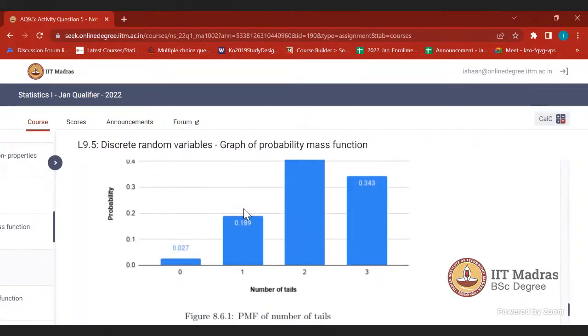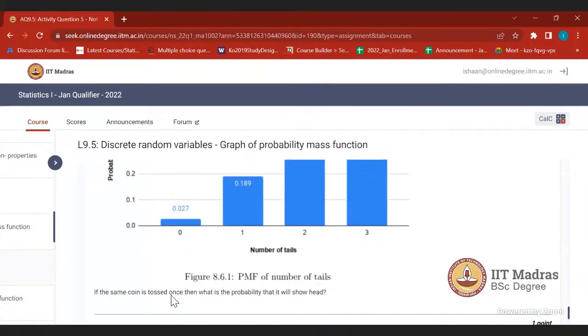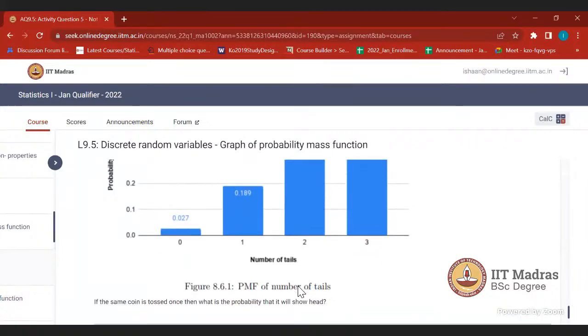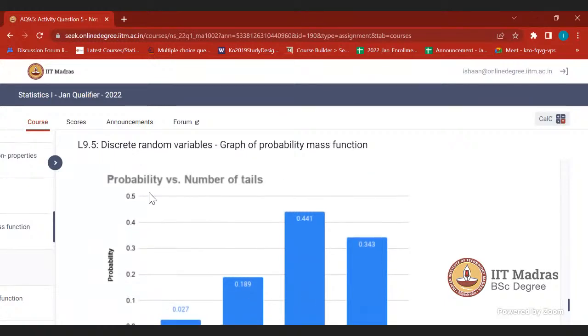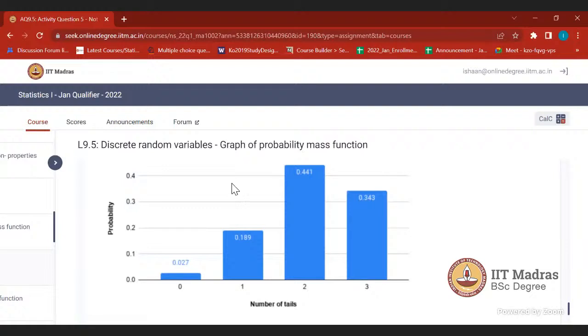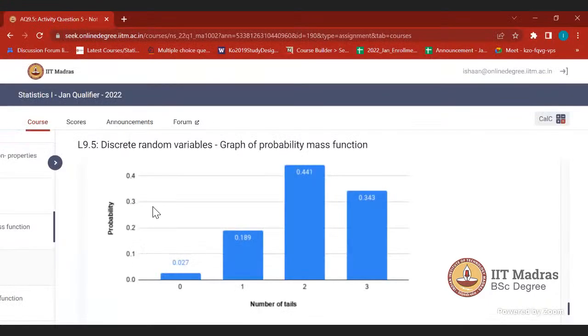Yeah, for unfair, you need this histogram that is given, right? This PMF. Yes. So for using the PMF, you have to find it. It will show head, right? And the PMF given is in terms of the number of tails. So let's write the PMF. Let X be the number of tails. In 3 tosses, it can take value either 0, 1, 2, or 3, right? Probabilities are given in the graph: 0.027, 0.189, and so on, right?